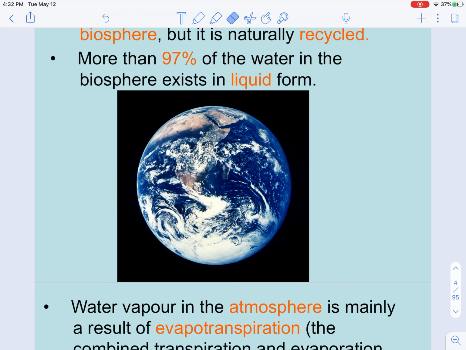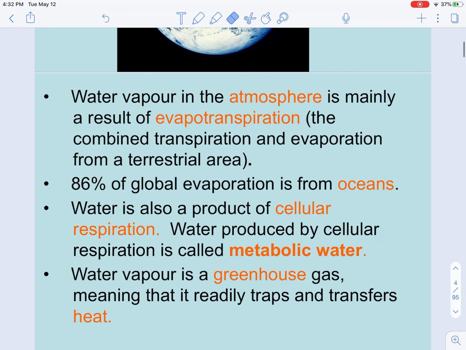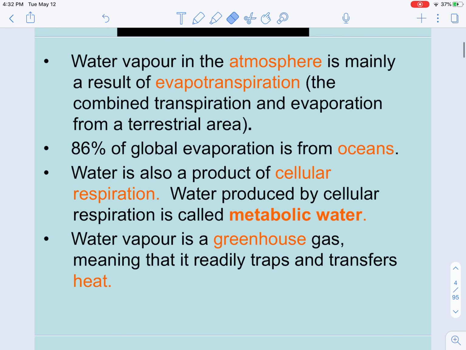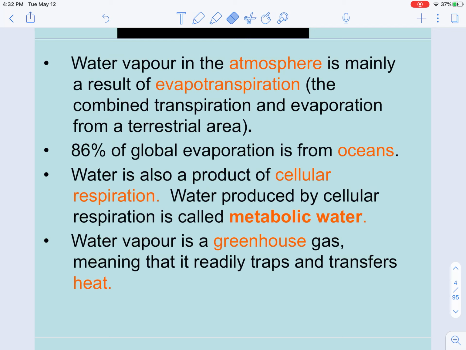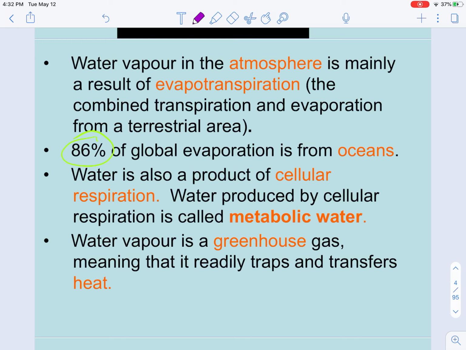97% of the water on our biosphere is in liquid form. We've got vapor in the atmosphere. We've got transpiration, evaporation, sending it up there. 86% of our evaporation, though, is from the oceans, of course, because of the large amount, 74% of the globe being covered with the oceans.